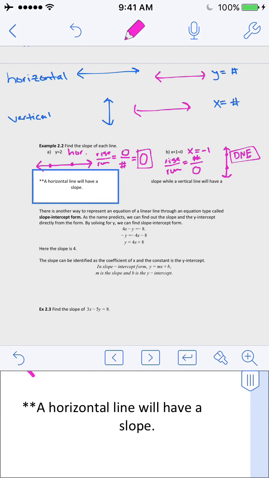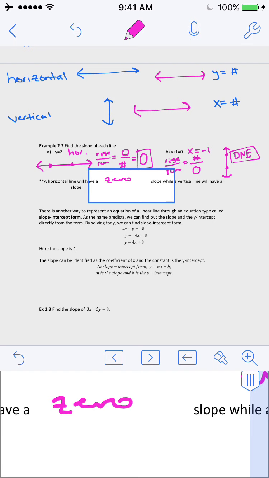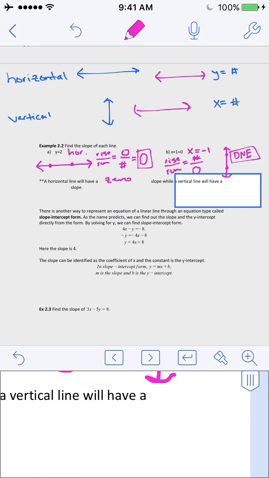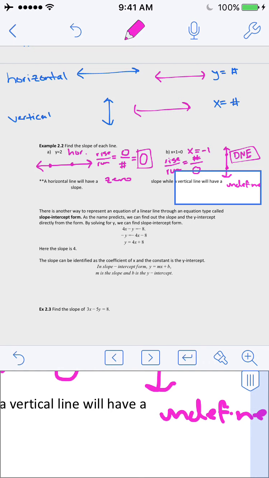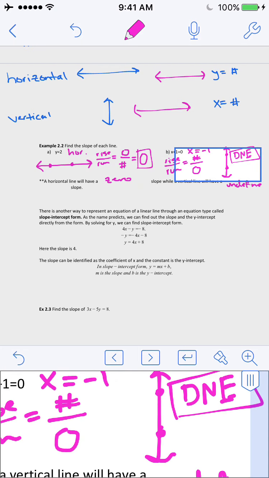So over here down at the bottom, you said a horizontal line will have a 0 slope, while a vertical line will have an undefined slope. I've run out of room. So 0 for horizontal, undefined for vertical. But you can write 0 and DNE for does not exist. Alright, cool.